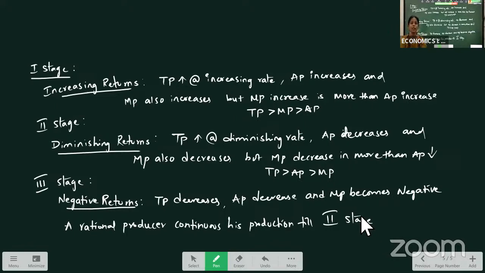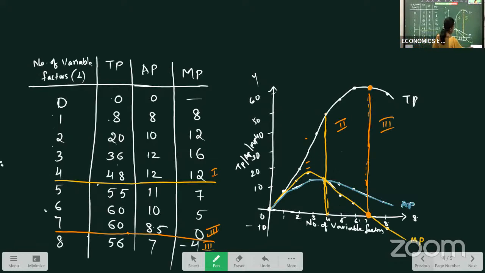Why does your output decrease? Because it is a short period of time where we have fixed factors. We cannot change certain factors like land, capital, machinery. These all cannot be changed. That is the reason that after a certain point of time, we will get negative returns. So this was the law of variable proportions.